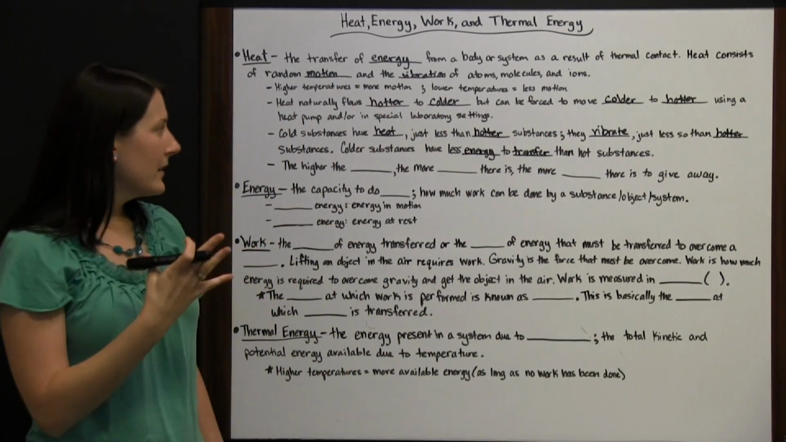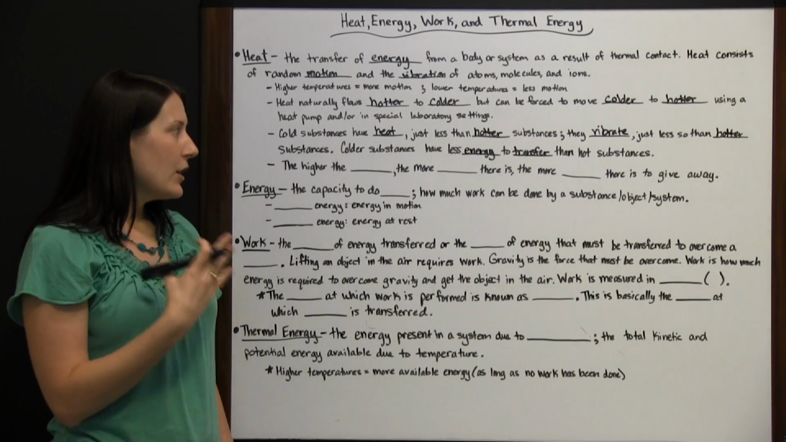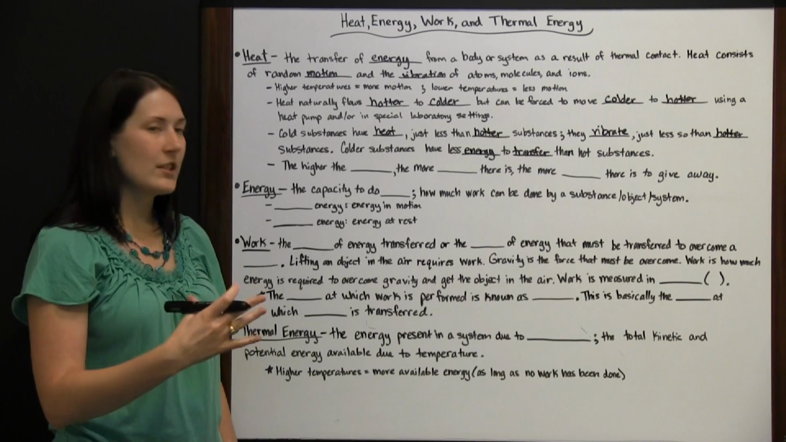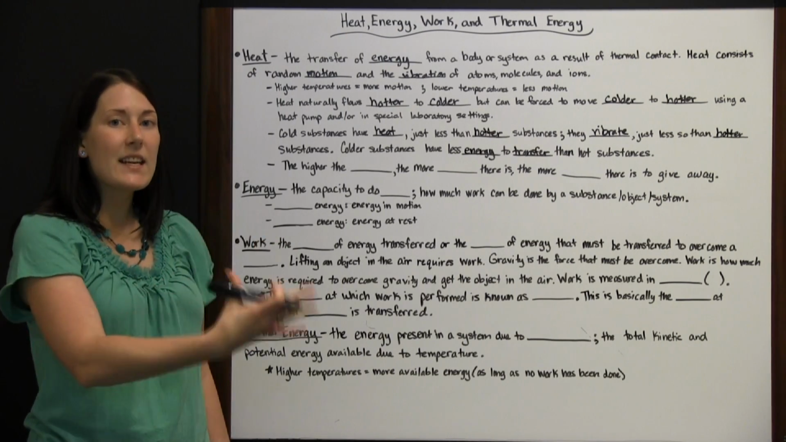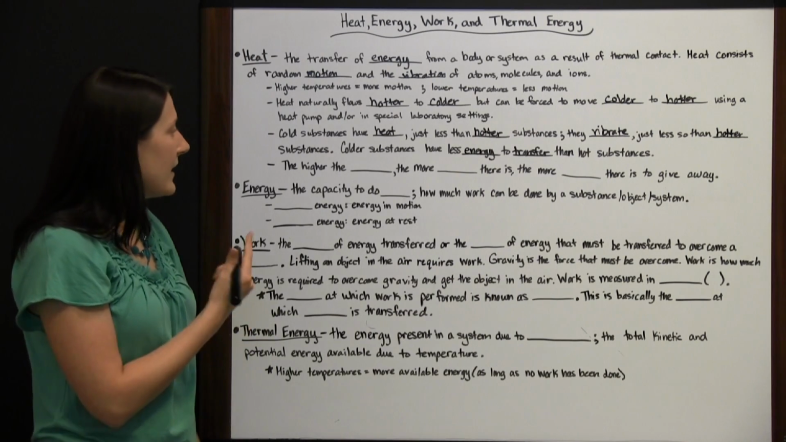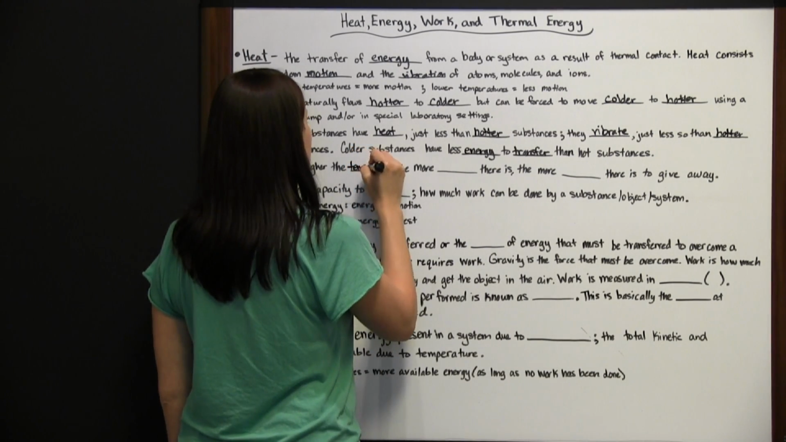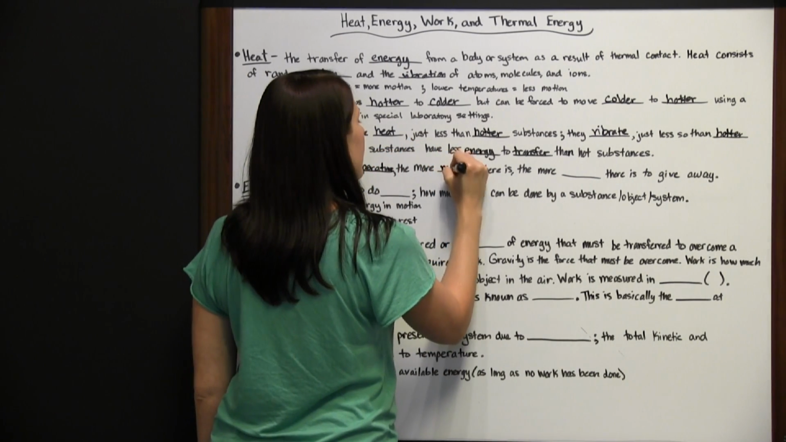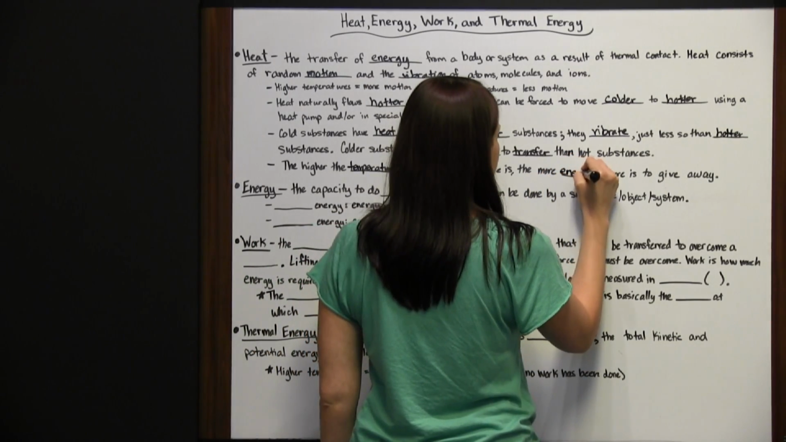So if you have a colder substance and a hotter substance, usually that colder substance is going to have less energy to transfer than the hot substance because it's going to have less motion, it's going to have less heat to transfer. So the higher the temperature, the more motion there is, the more energy there is to give away.